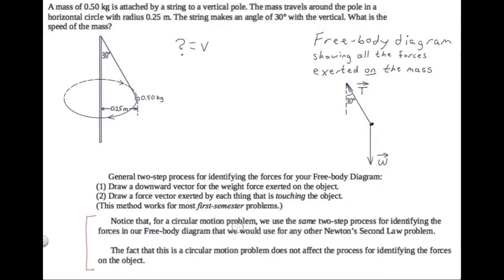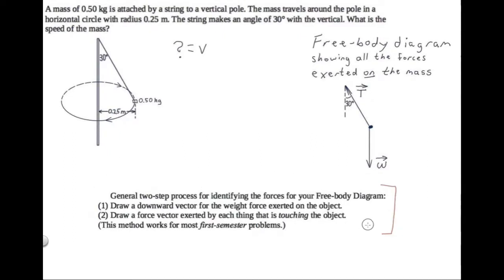Notice that for a circular motion problem, we use the same two-step process for identifying the forces in our free body diagram that we would use for any other Newton's second law problem. The fact that this is a circular motion problem doesn't affect the process for identifying the forces on the object. Now would be a good time to pause the video and memorize this general two-step process for identifying the forces for your free body diagram.